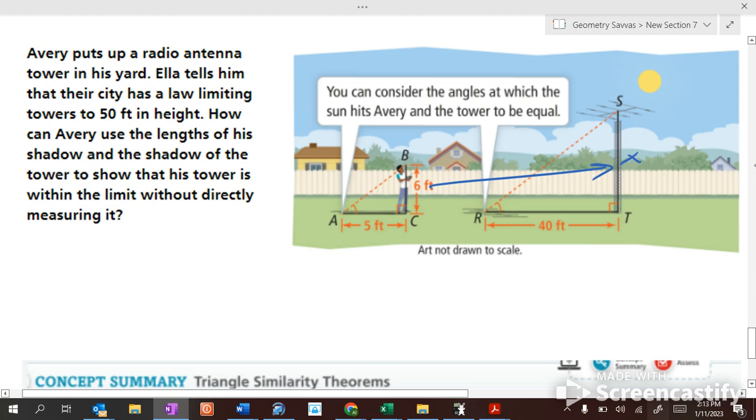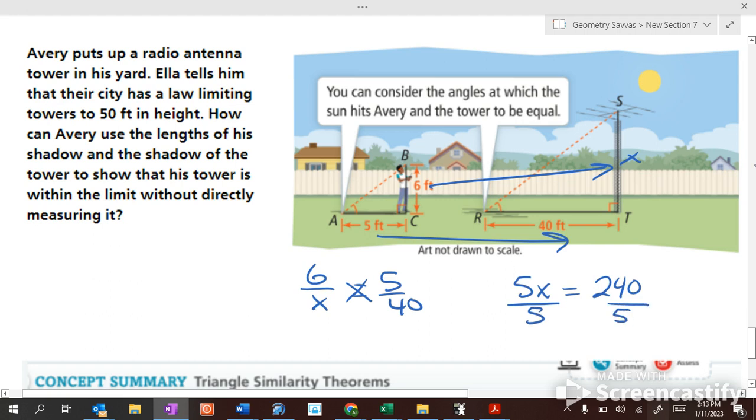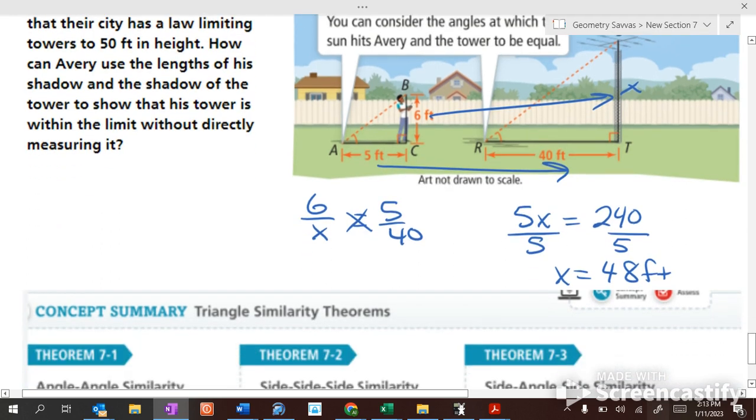So if this is x, we go 6 over x equals, and then we go in the same direction, 5 over 40. So if we cross multiply, 5 times x is 5x. 6 times 40 is 240. And if we divide by 5, what do we get? 48 feet. That tower's 48 feet, which is less than 50 feet, so he can have it in his backyard or wherever he has it at.